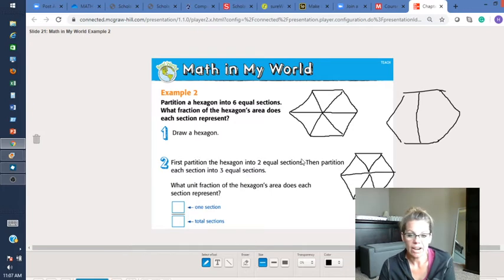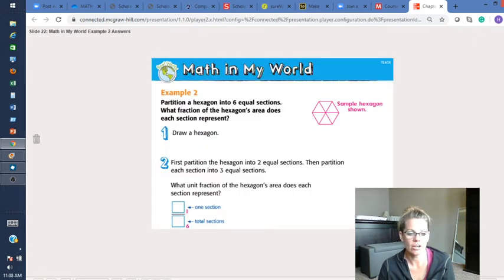Now, what unit fraction is one of these pieces going to be? A unit fraction is always going to be what? 1. So we're going to have 1 out of how many pieces? 6. Good job. All right. Let's try the next one.